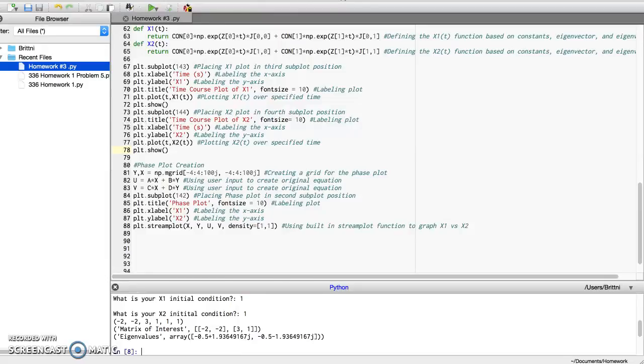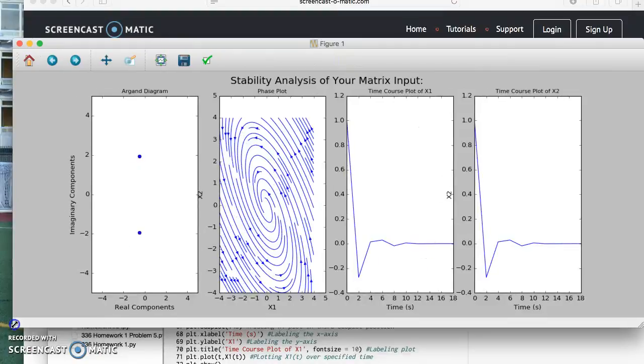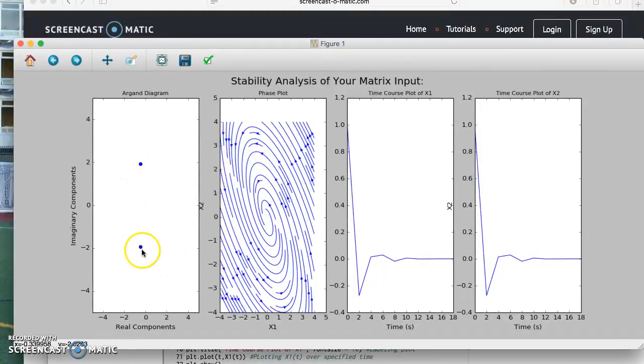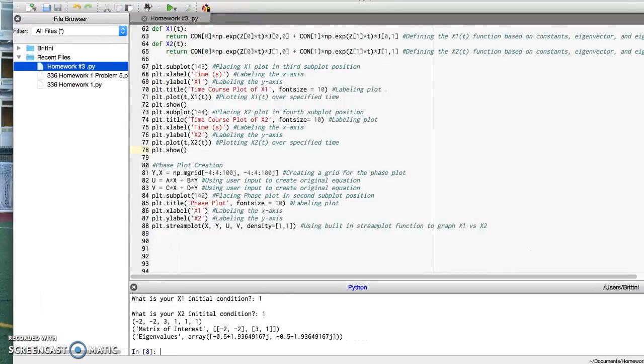Moving this to the side, we see the graph that appears. Similar to what was expected, we have a stable spiral. So as we can see on the argand diagram, we have imaginary components and their negative real components. This is our phase plot, which is a stable spiral. So regardless of where we start, we're brought back to the center. When we look at a time course plot of x1, we see we started at our initial condition, and over time we're brought back to the steady state value. And the same thing happens with x2. Let's run another example and see what happens.